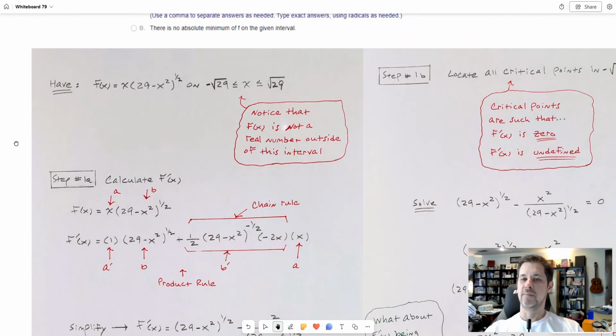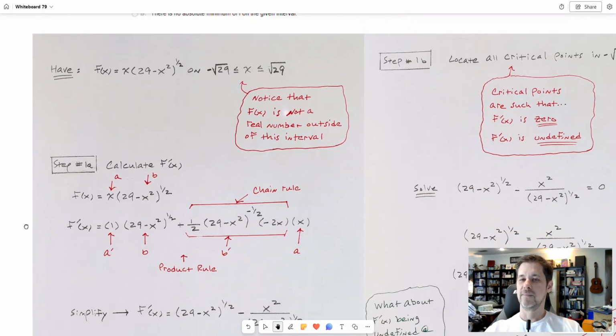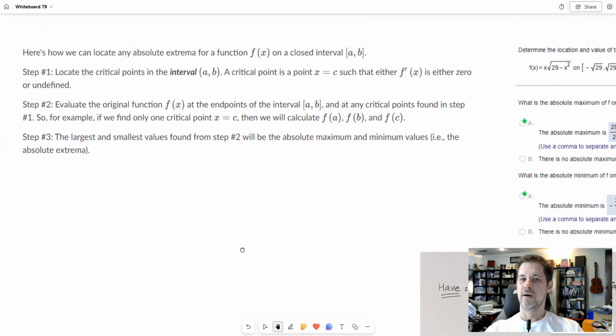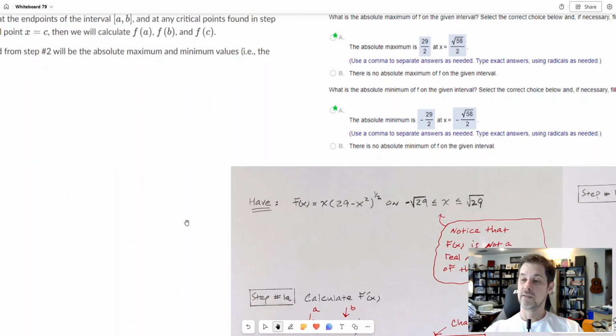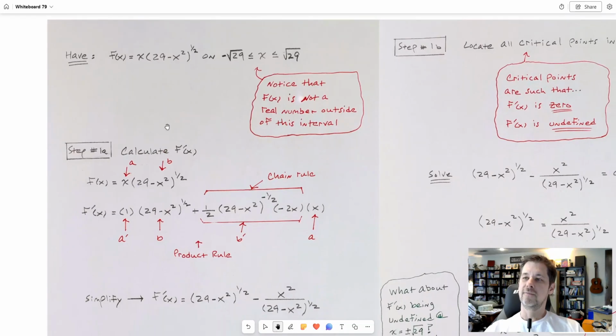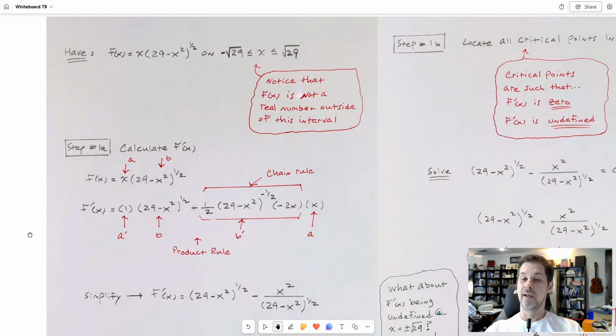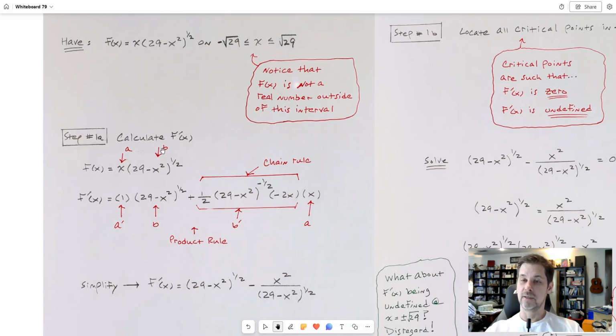Our first step in solving this kind of problem is to locate these things called critical points. Critical points are any values of x where the derivative is either 0 or undefined. So let's start the problem this way. If I'm going to find the critical points for this function on that interval, I need to figure out where the derivative is 0 or undefined, and to do that I need to find the derivative. So that'll be my first order of business.